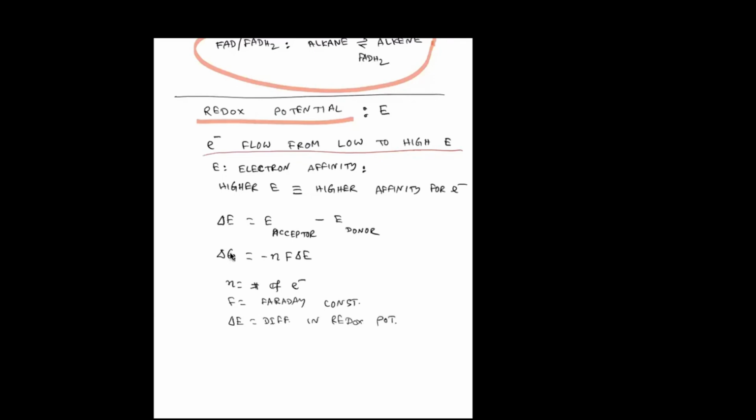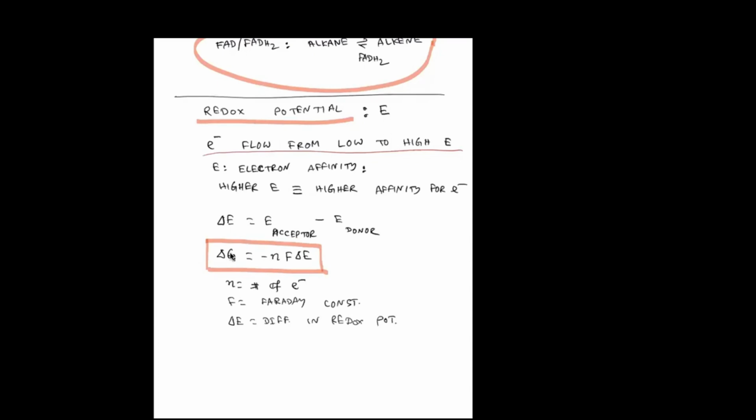Now, N can never be a negative number, right? N always has to be a positive number as the number of electrons. Everybody with me? Because it's a number, it has to be a positive number always. The Faraday constant is a constant, it is a positive number.